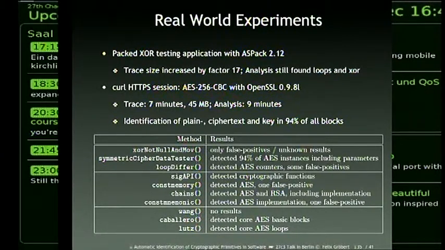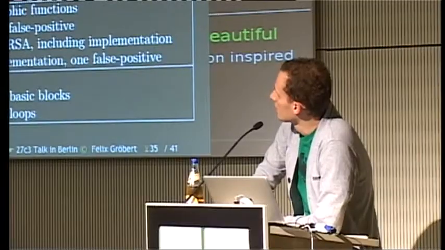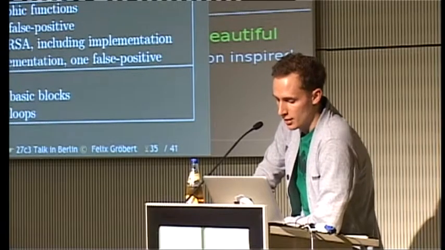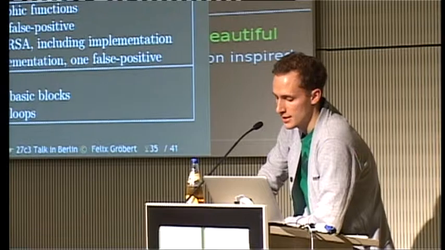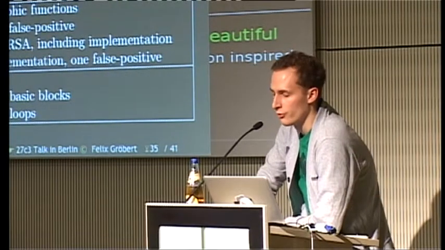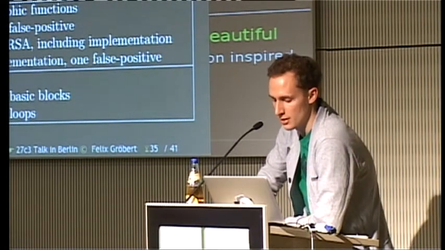We also tested the curl command line tool to initiate an HTTPS session with a pre-configured AES 256. And OpenSSL, of course, curl uses OpenSSL. And this trace took 7 minutes and 45 megabytes, and the analysis found the plaintext, key, and ciphertext of 94% of all SSL blocks.